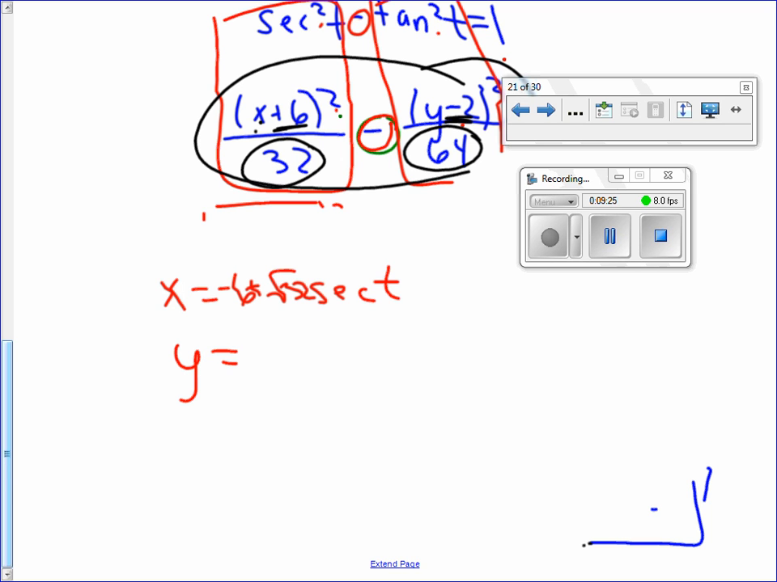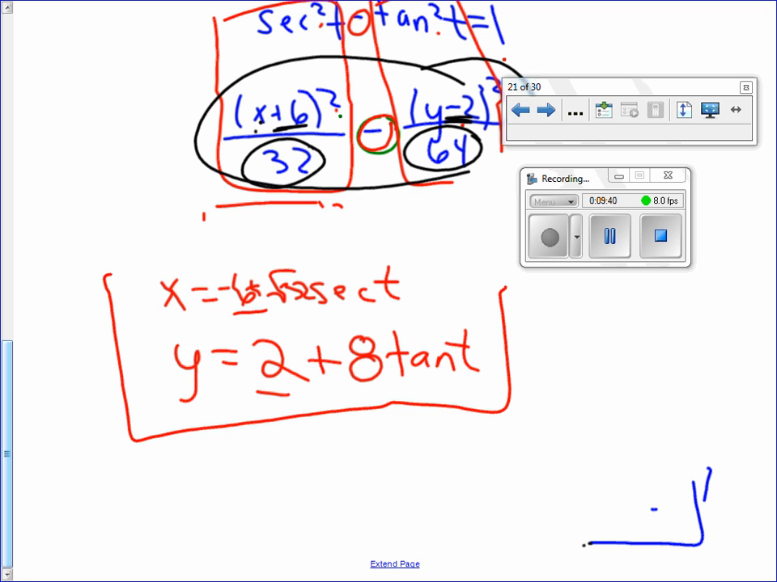Same thing for y. The opposite sign of the number in the numerator, because the center is at negative 6, positive 2, plus b is 8, because the denominator is 64, and the second term always gets tangent t. So if you remember your shortcuts, you can go straight from your standard form to your parametric form.